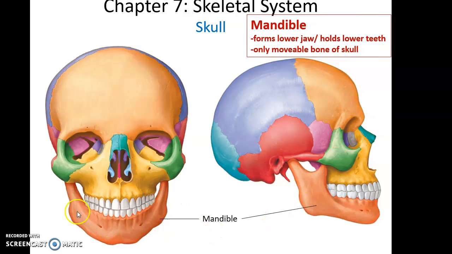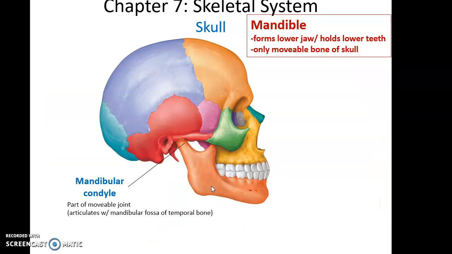All right, and the mandible. The mandible is the jawbone. The mandible holds the lower teeth, and the mandible is the only movable bone of the skull. It's the only bone of the skull that moves on its own in relation to the rest of the skull.